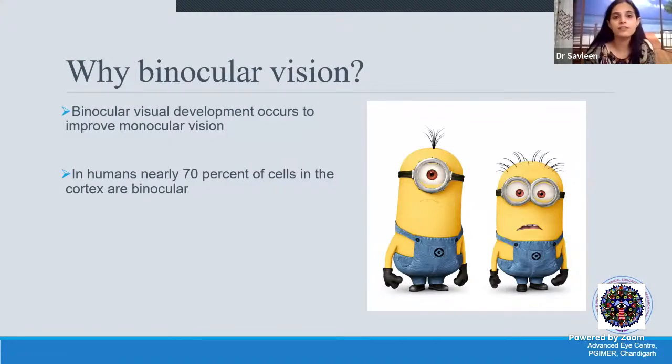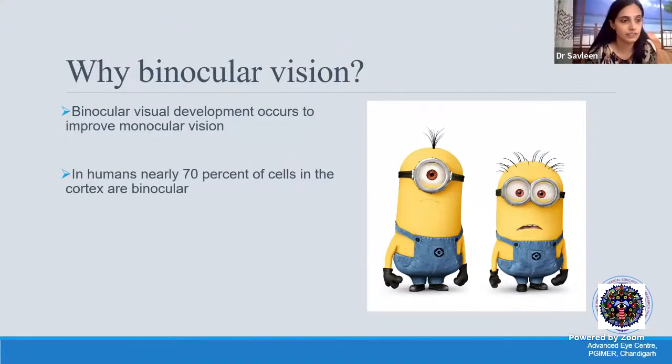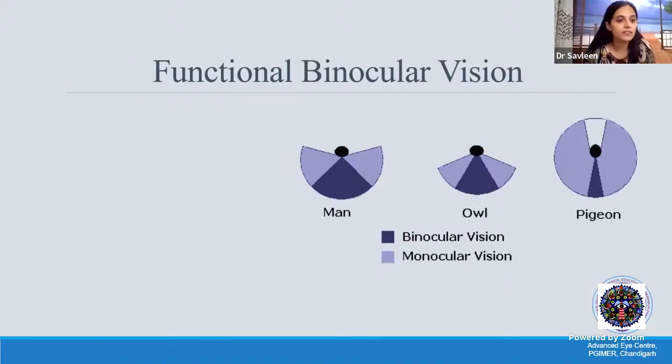In humans, nearly 70% of the cells in the cortex are getting binocular signals. There are binocular cells which respond to stimulation of either eye, in addition to the monocular cells that respond to stimulation of only one eye. As humans, we have the advantage of a large field of binocular vision as compared to, say, lower animals who need to turn their head.